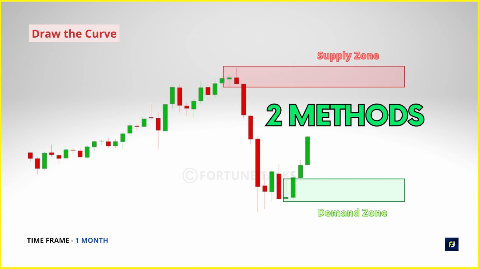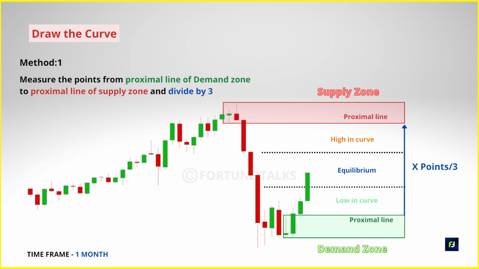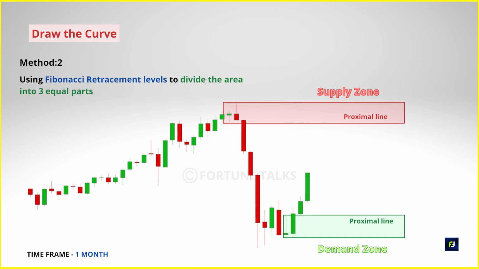There are 2 methods to divide the curve area. The first option is simply to count how many points there are between the 2 proximal lines of the zones which are under control and divide them by 3. Now the second option is to use a Fibonacci retracement tool to identify the supply and demand curves without having to divide the area manually.